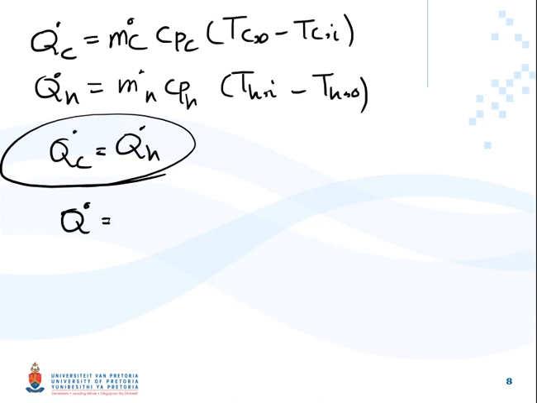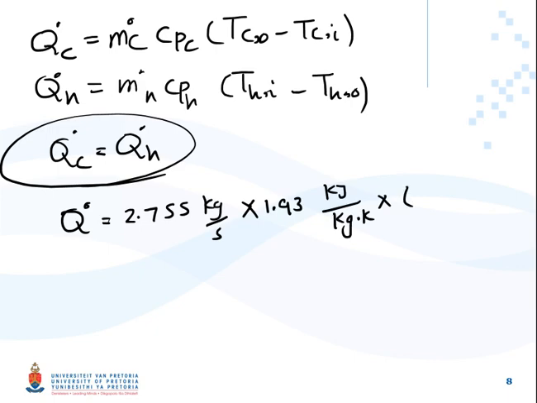So Q dot will be equal to m dot h, the mass flow rate of the hot fluid. We calculated 2.755 kilograms per second, multiplied by Cp,h, which we said was 1.93 kilojoules per kilogram Kelvin, multiplied by 13.8 degrees. We have both of those temperatures. But keep in mind that since this is in kilojoules, our final unit will be kilowatts.